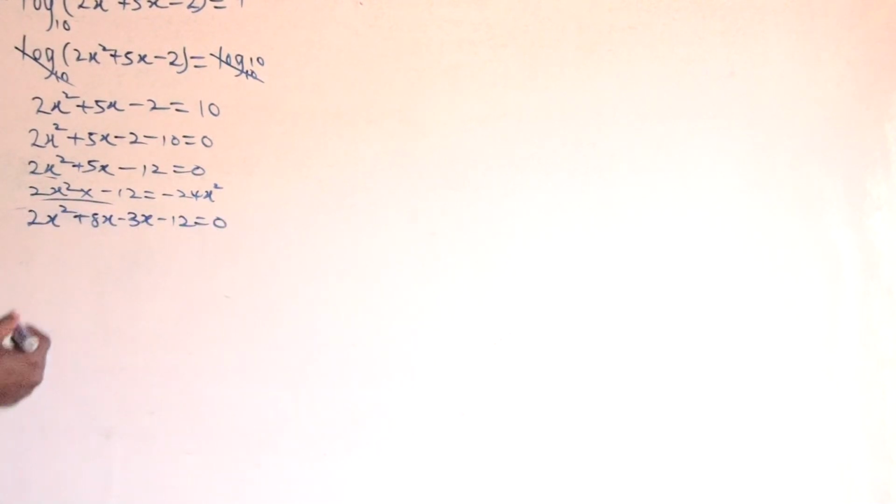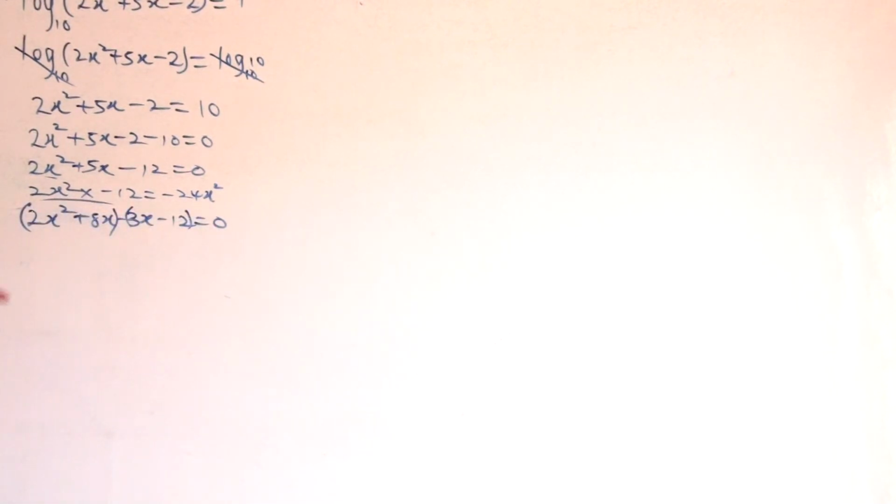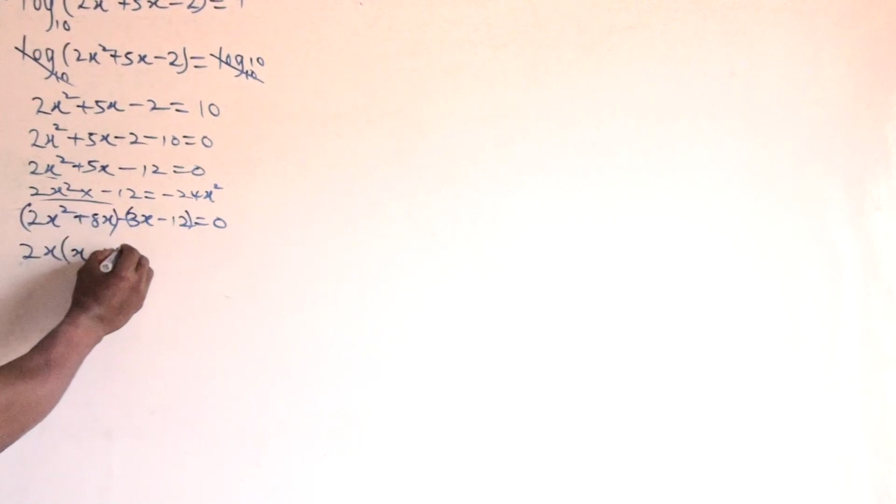Then the next step is that we group them in twos. And here we look for the common factor in this first bracket, 2x squared plus 8x. The common factor here is 2x. We'll bring it out and open bracket. What will be left here will just be x. If 2x divides 2x squared, we have x. 2x divided into 8x, now we have just 4.